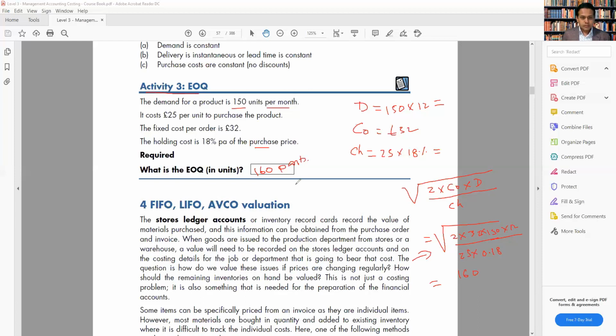All right, that's all for the EOQ. If you remember the formula, that is the square root of 2 times CO times D divided by CH. CO is the cost of ordering, D is the demand, and CH is the cost of holding. The question can come in a different format, but if you remember the formula, you can do it easily.